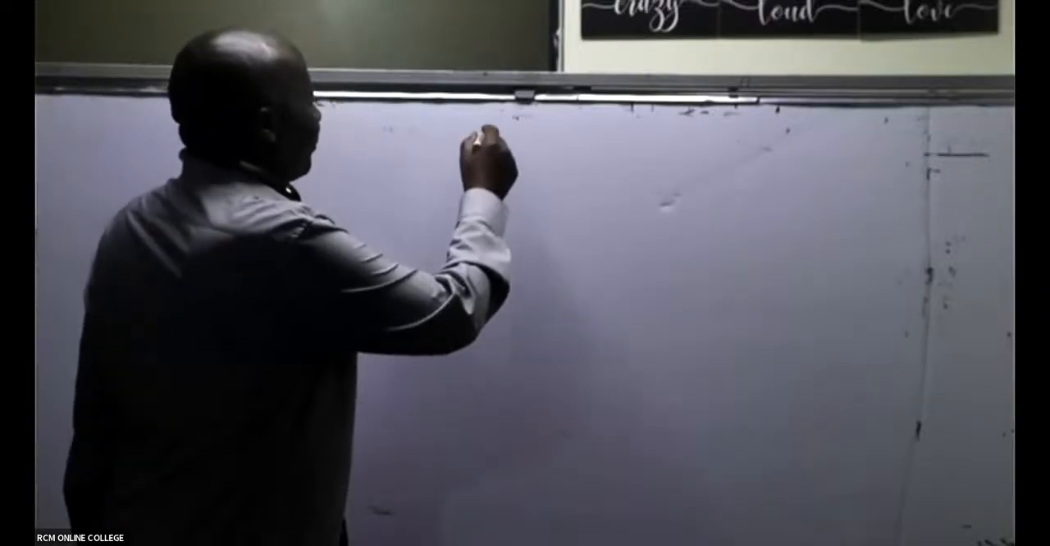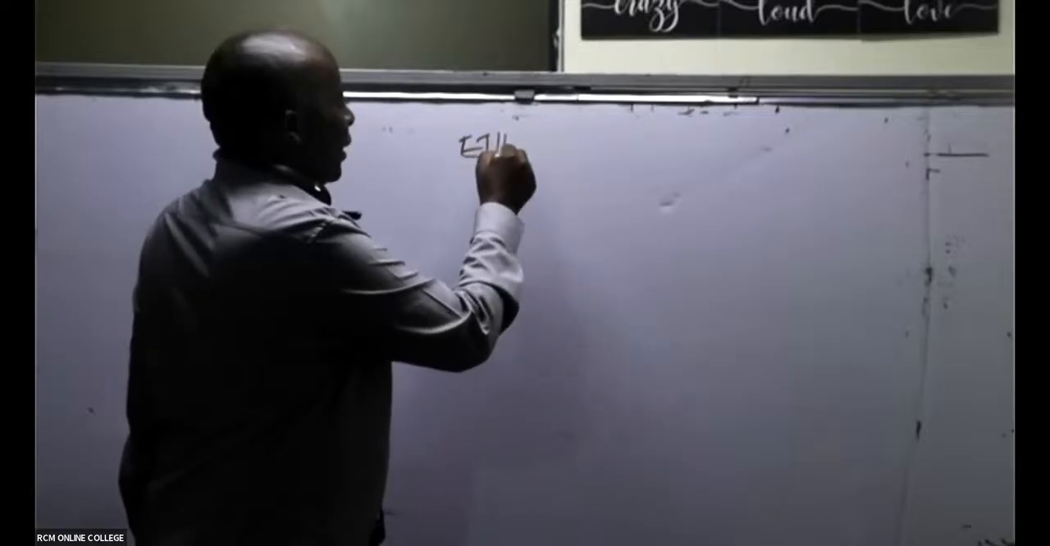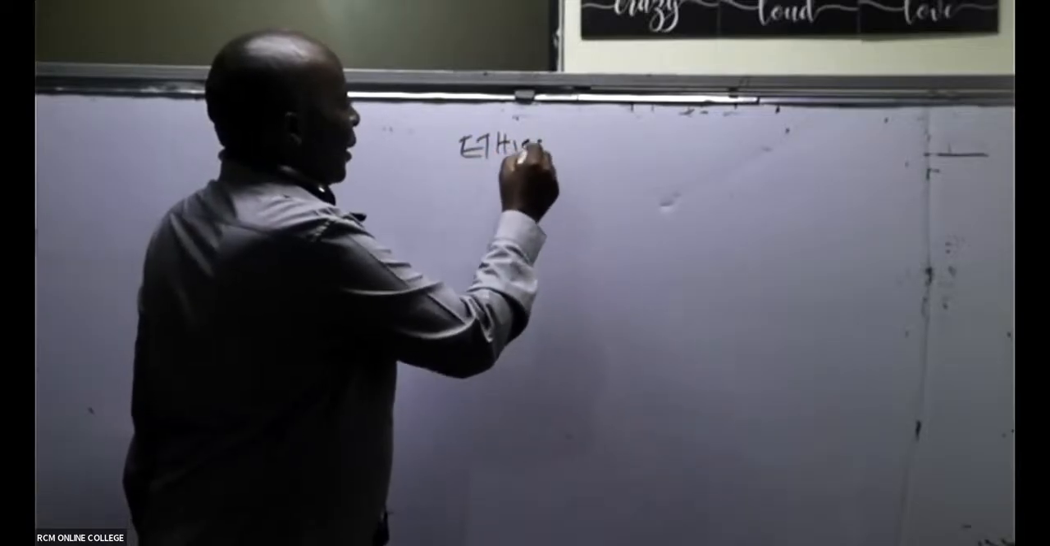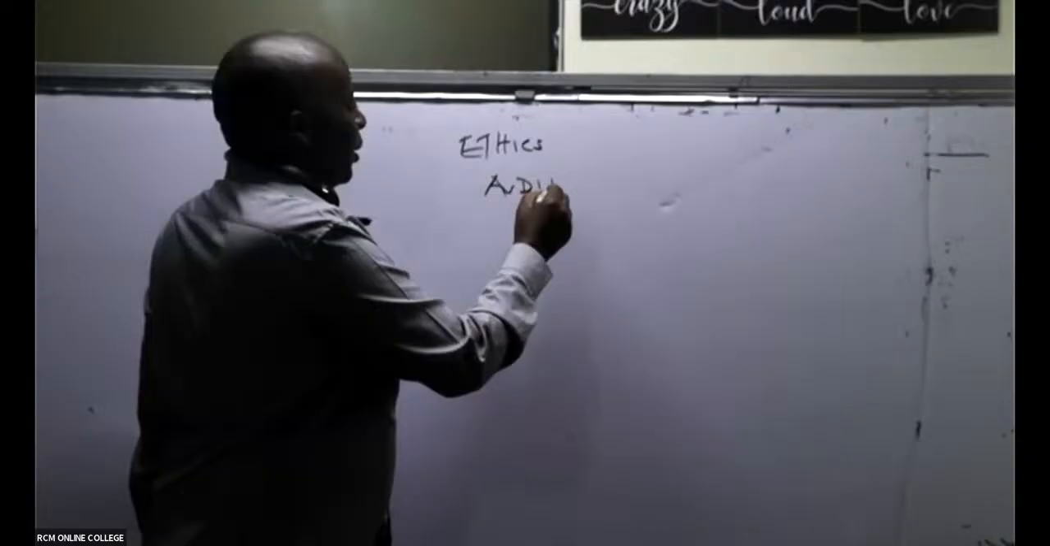All right. So today we're looking at basically two key things. We are looking at ethics. We are looking at ethics and audit risk.